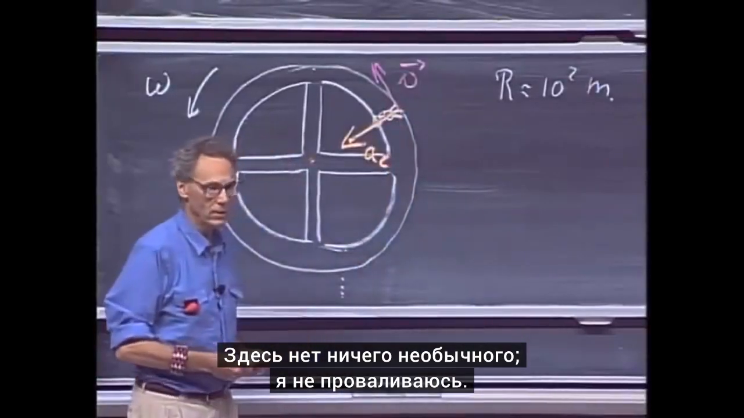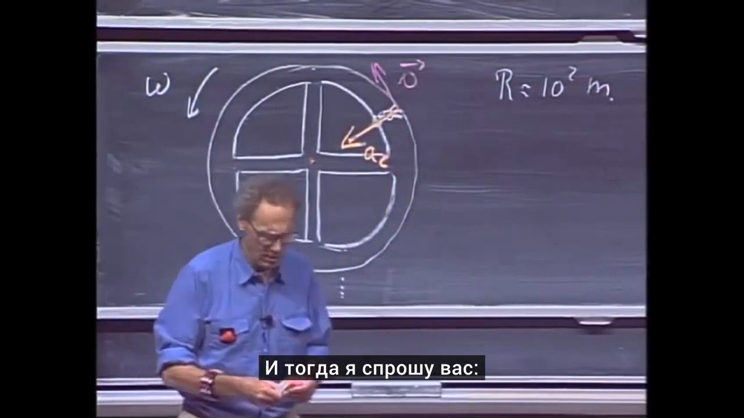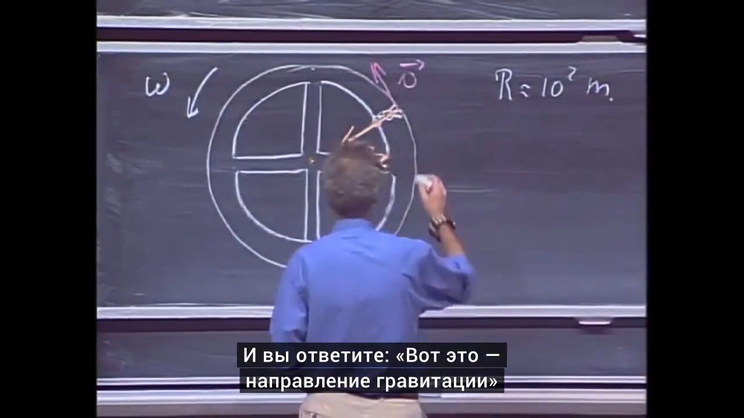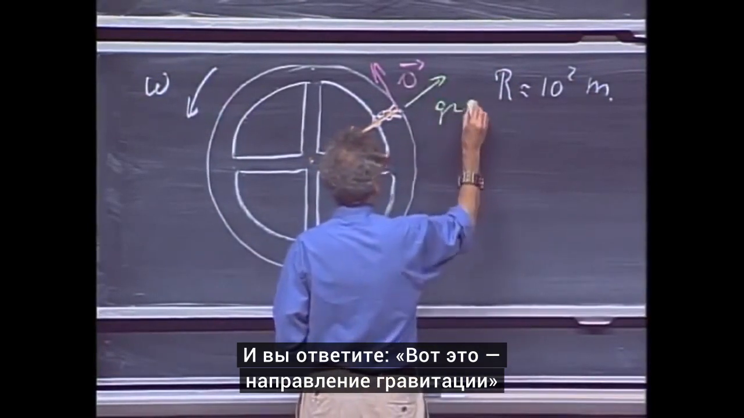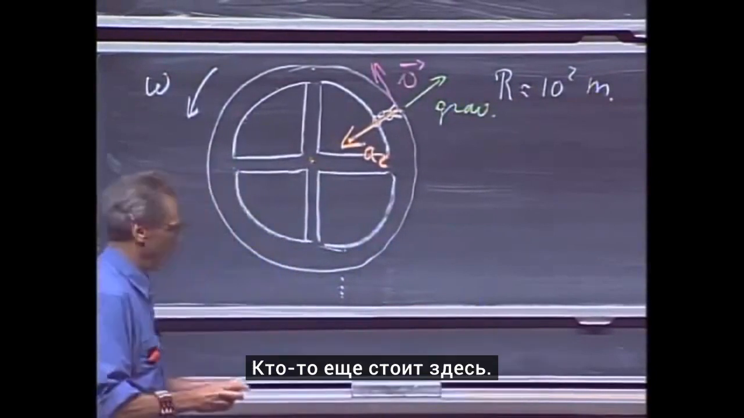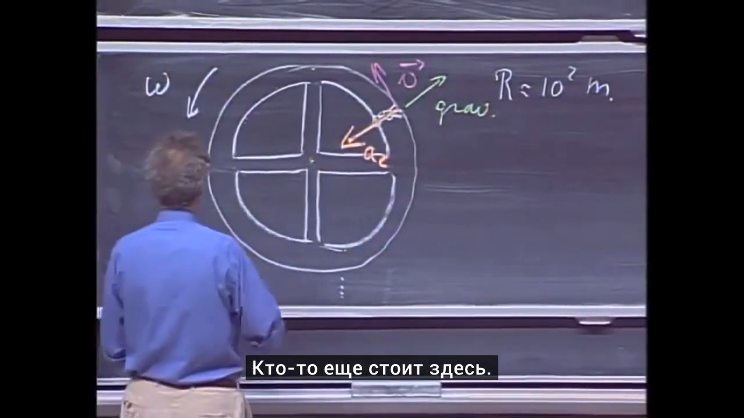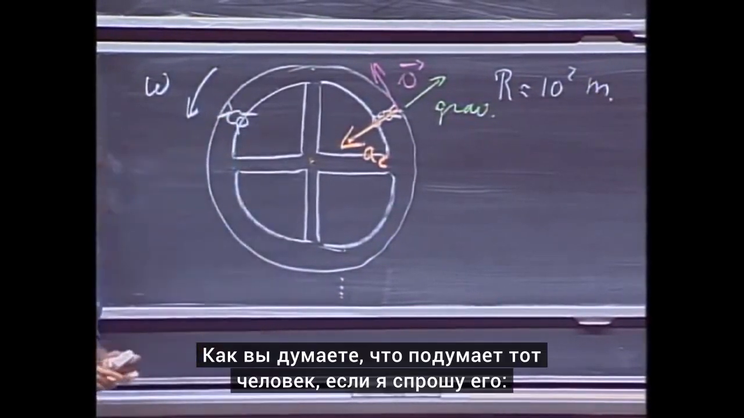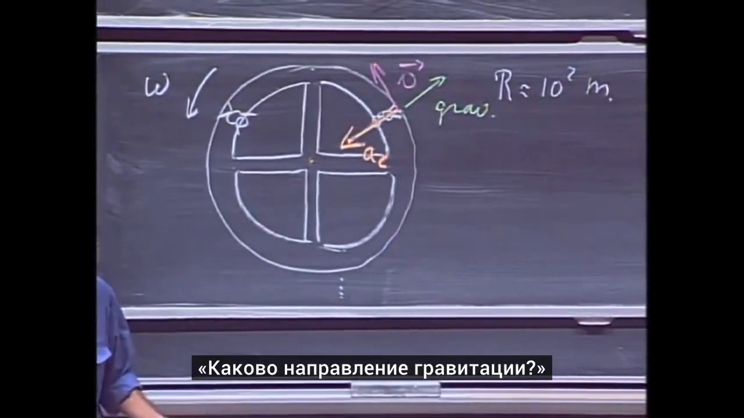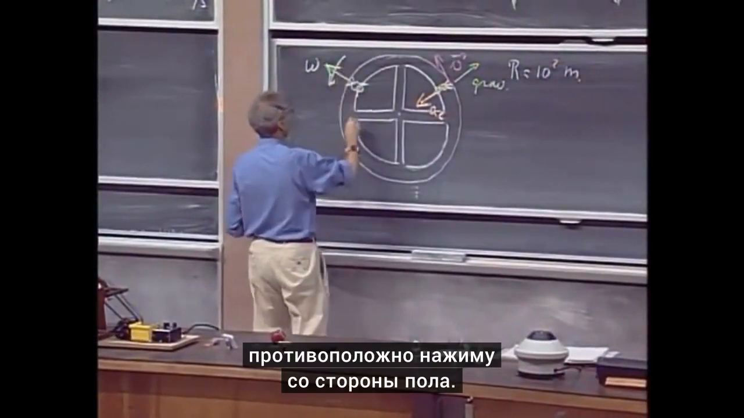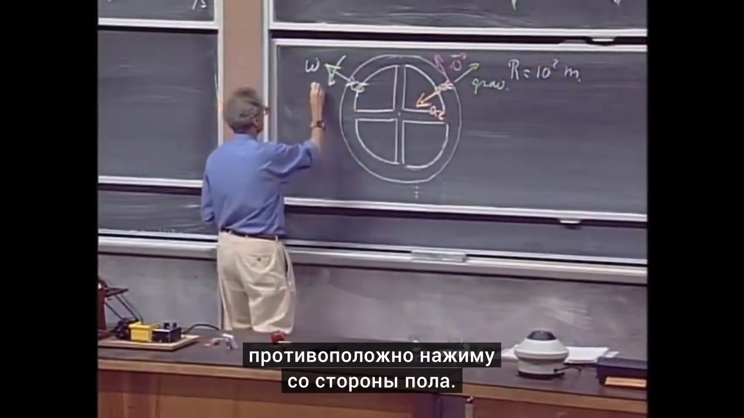I don't fall over. And so I say to you, in what direction do you perceive gravity? And you say, this is the direction of gravity, which is as real for you as it can be. Someone else is standing here. What do you think that person will think if I ask that person, what is the direction of gravity? Exactly. Radially outwards, opposing the push from the floor.